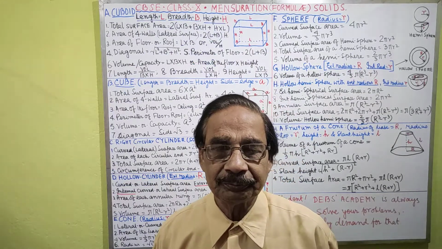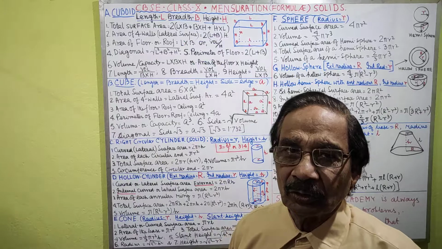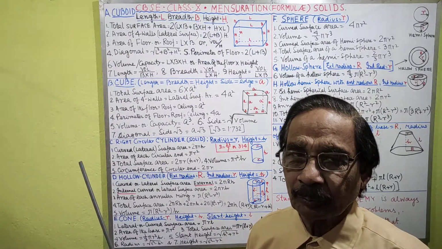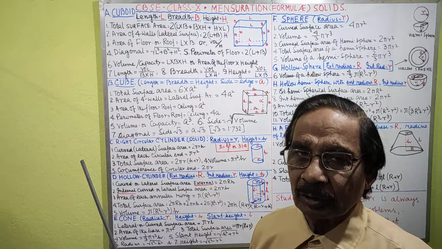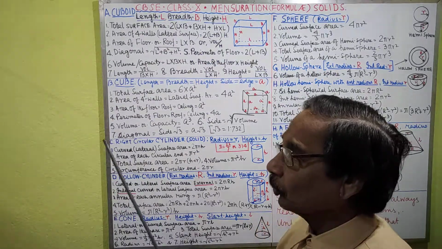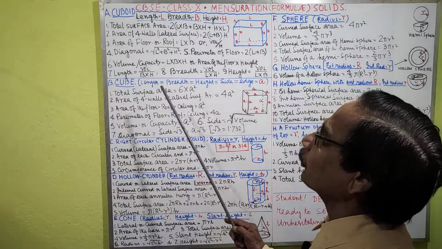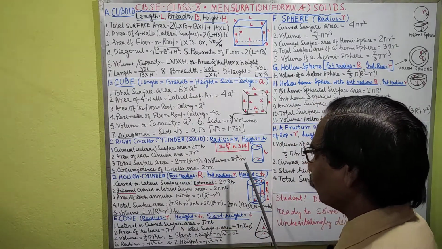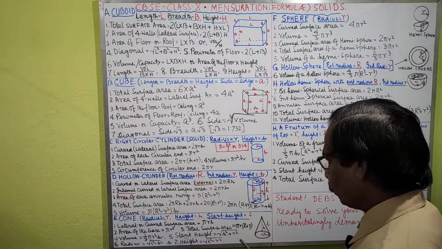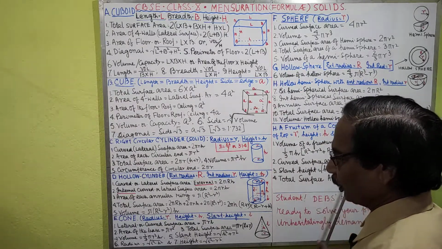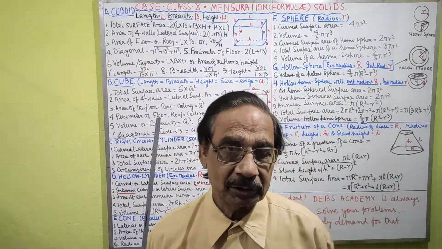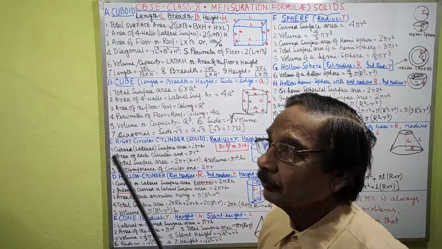Dear students, here are all the formulae for mensuration that you will need to solve your solid figures. Solid figure means cuboid, cube, cylinder, cone, sphere and frustum. All these. Here the formulae are given.